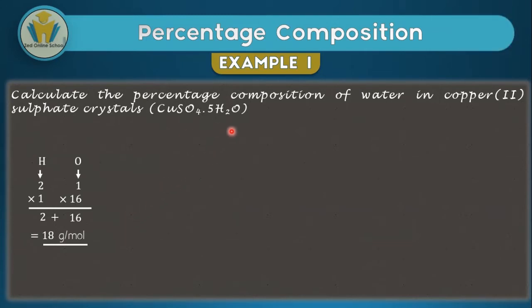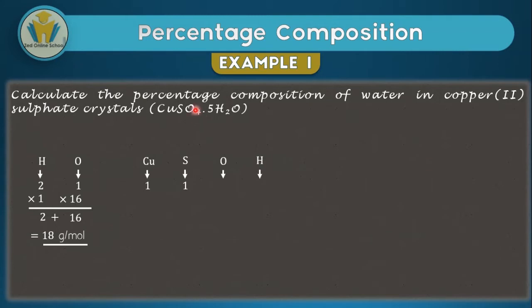Next, we also do the same for the hydrated copper 2 sulfate. We determine the elements. There's copper, sulfur, oxygen, and hydrogen. So I think we can determine the number of copper and sulfur. You can see that both of them are just single atoms. Now we go to oxygen and hydrogen.